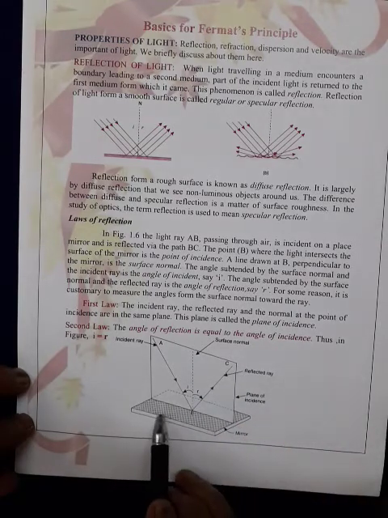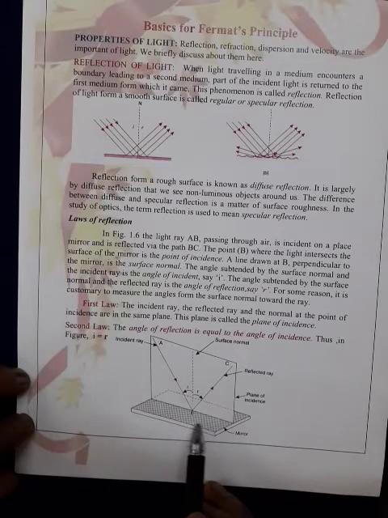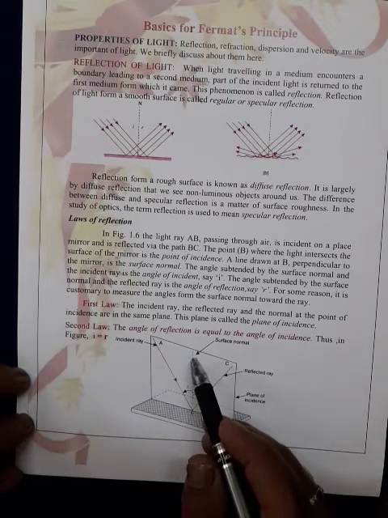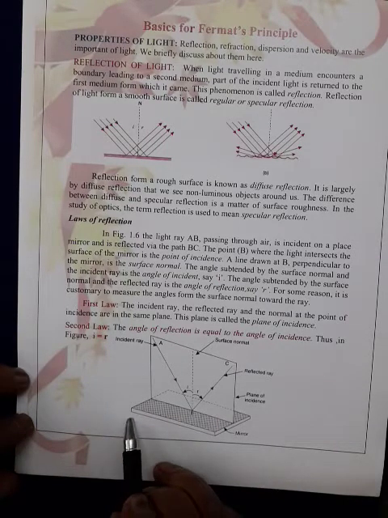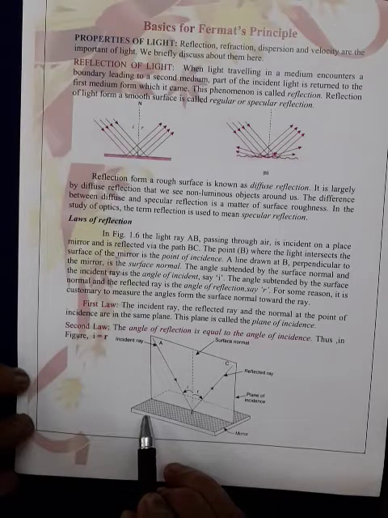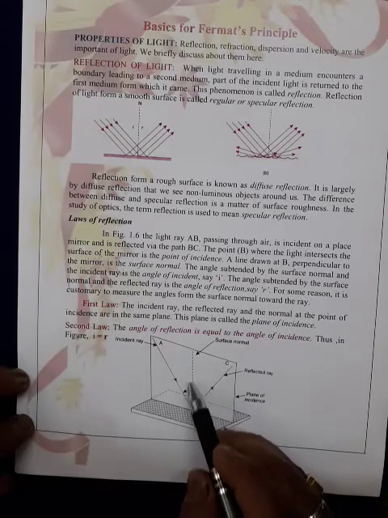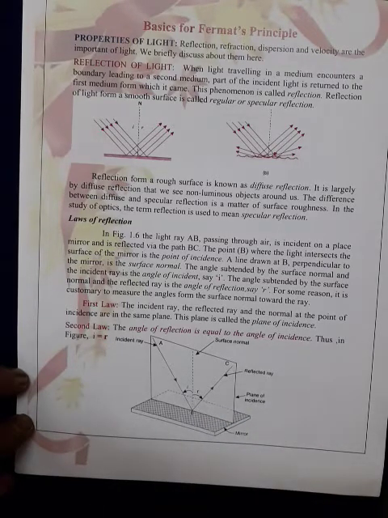The line drawn at B, which is perpendicular to this plane, is called the surface normal. The angle subtended by the surface normal and the incident ray is the angle of incidence, which is regularly denoted as I. The angle subtended by the surface normal and the reflected ray is the angle of reflection, say R. That is the angle of reflection with respect to the normal, angle R.